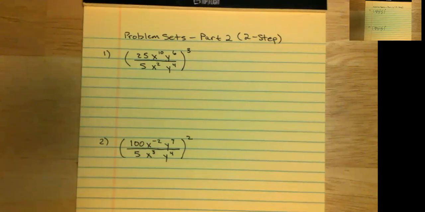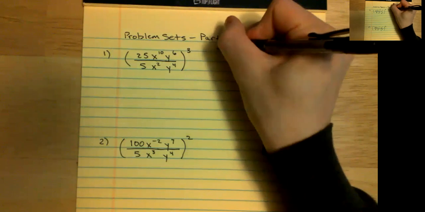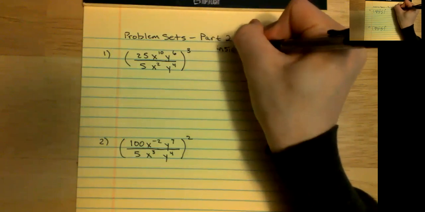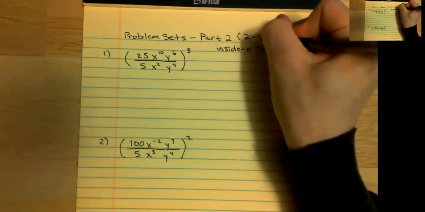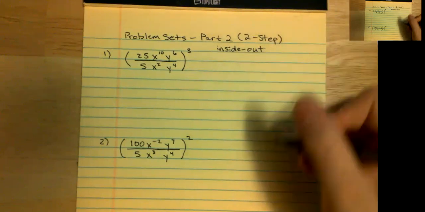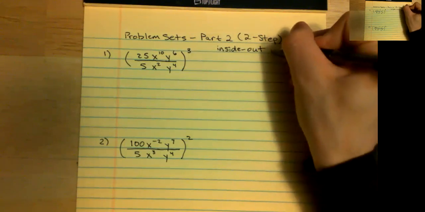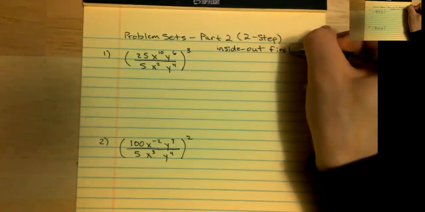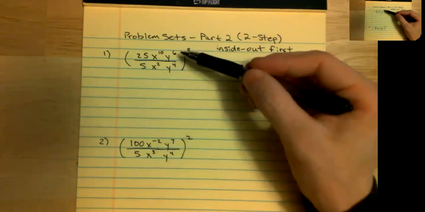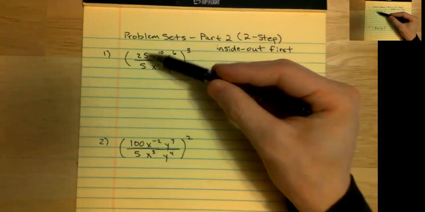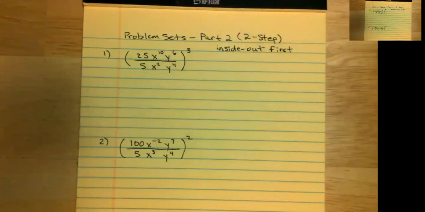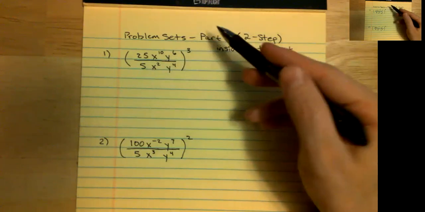Okay, so for these problems, what I want to do is work inside out. So we're going to be working on the inside of the parentheses, and then after that, we're going to be using the power rule. Okay, so the first thing I do is look on the inside of the parentheses and try to use the big numbers first.